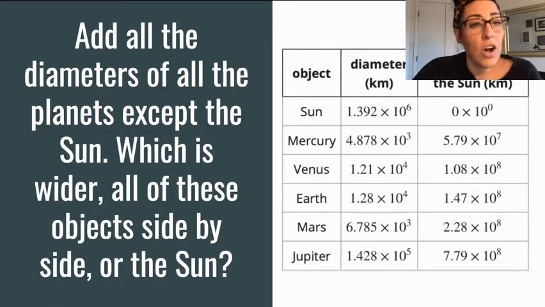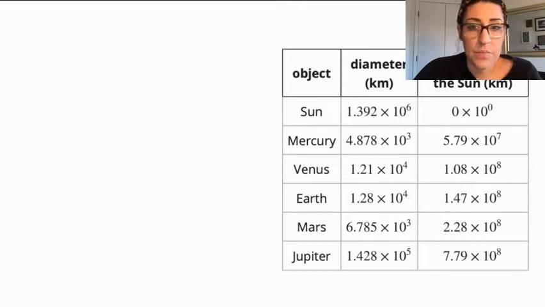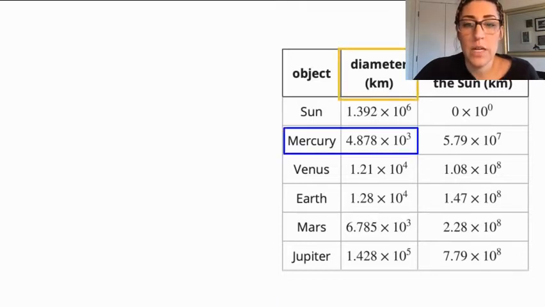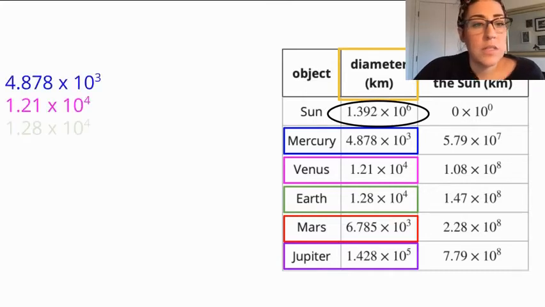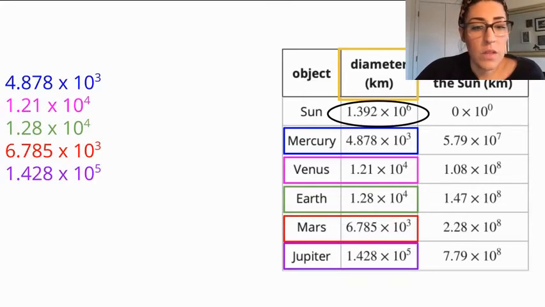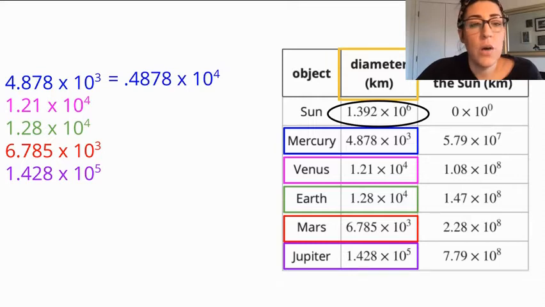We next are to add all the diameters of the planets except for the Sun and decide which is wider, all of these objects side by side or the Sun. So looking at these diameters, we are looking at Mercury, Venus, Earth, Mars, and Jupiter and comparing it to the Sun. So I'm going to list these out again. And again, we don't have all the same powers of 10, so we want to do some rewriting here to make sure we can actually add those leading factors together and then multiply by a power of 10 that they all have in common. So we're going to go with changing these to have an exponent of 4.